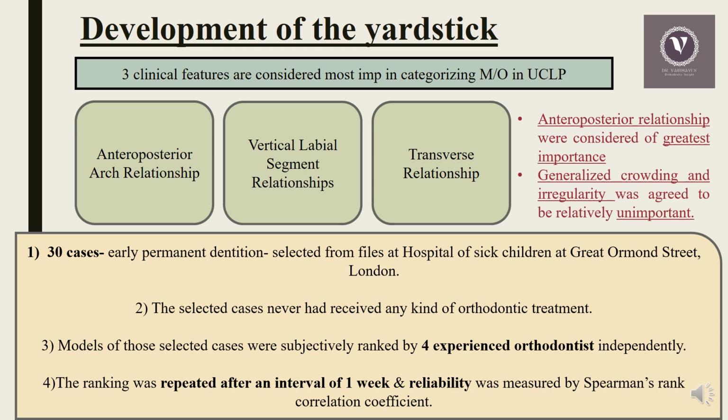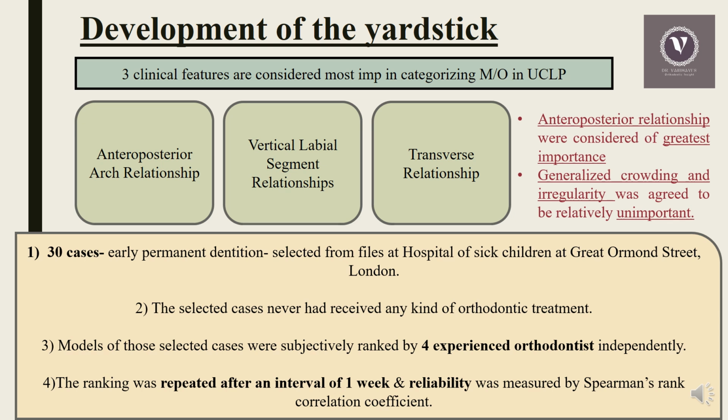So initially 30 cases were included, all of which were in the early permanent dentition stage. They were selected from the files at Hospital for Sick Children at Great Ormond Street, London. All the cases selected had never received any kind of orthodontic treatment, or had received treatment for correction of the anterior crossbite at a very early age, not more than that.